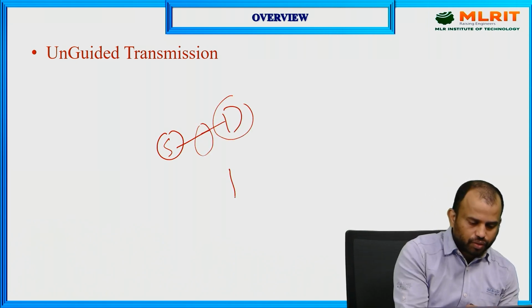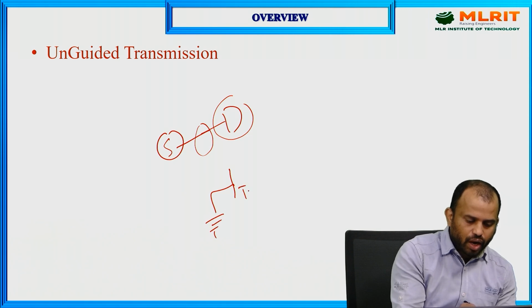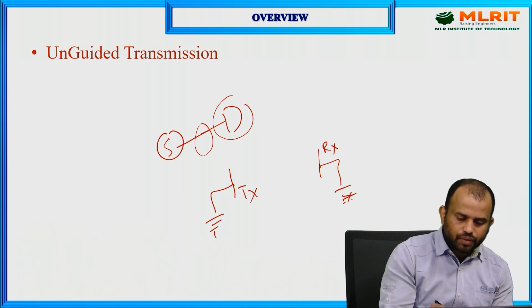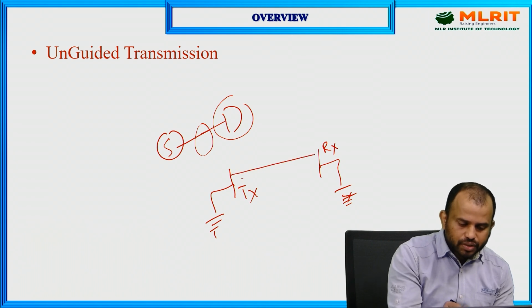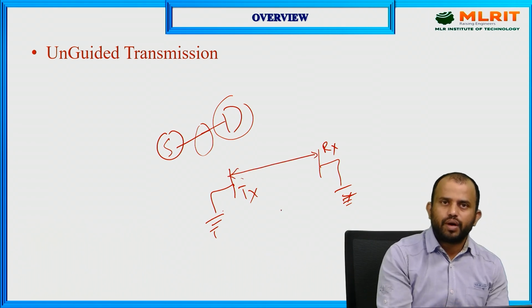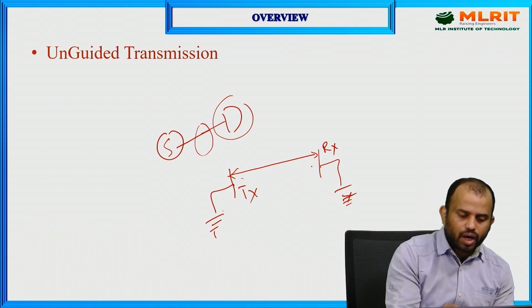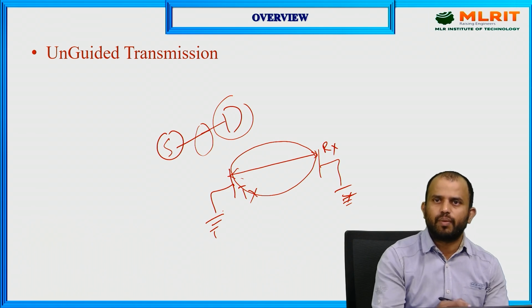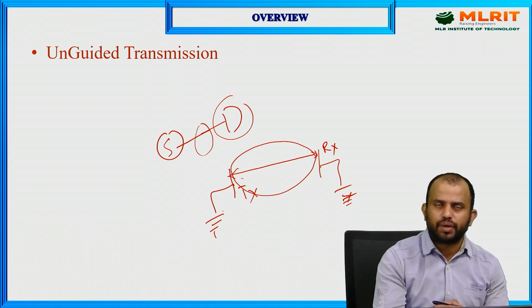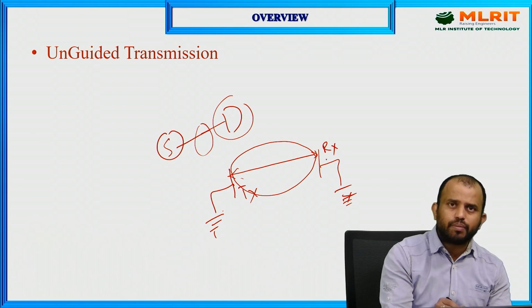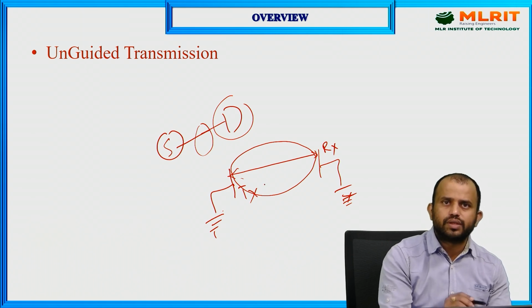Assume that this is my transmitter, and I need to transmit information to the receiver. Previously, some kind of physical cable was required between the source and receiver. But in unguided media, I don't require a physical communication path, be it a coaxial cable, a fiber optic cable, or shielded twisted pair cables. Any kind of cable, I don't require any physical presence of cable.